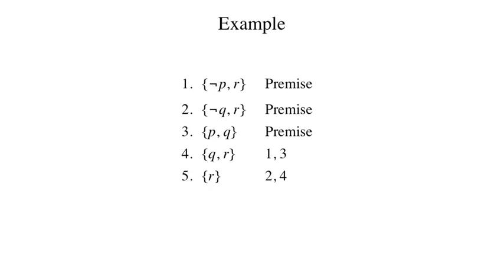In many cases, it's possible to find resolution derivations of conclusions from premises. Suppose, for example, we are given the clauses not P or R, and not Q or R, and P or Q. Then we can derive the conclusion R as shown here. After writing down our premises, we resolve the clause on line 1 with the clause on line 3 to produce the clause on line 4. Then we resolve this clause with the clause on line 2 to derive the result on line 5.